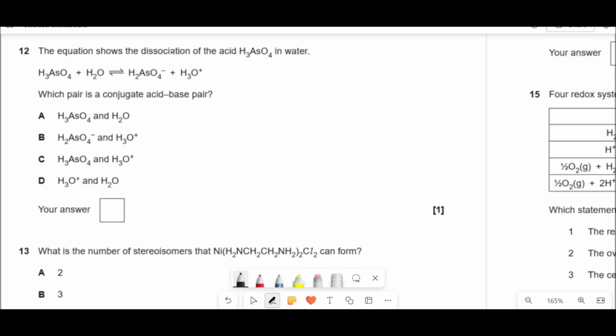There you go. Next it says the equation shows the dissolution of this acid, H3AsO4, in water. Which pair is a conjugate acid and base pair? So anything in the universe that puts out an H+, as it loses it, is an acid. Anything in the universe that reacts with an H+, no matter what, it doesn't matter what it is, it's nothing to do with its charge, it's nothing to do with literally anything.